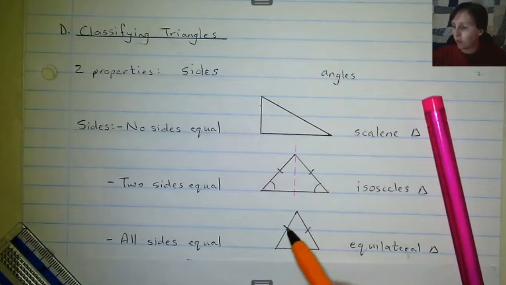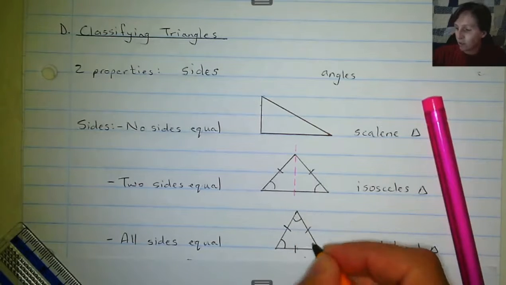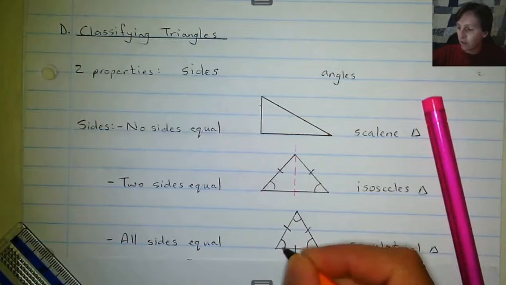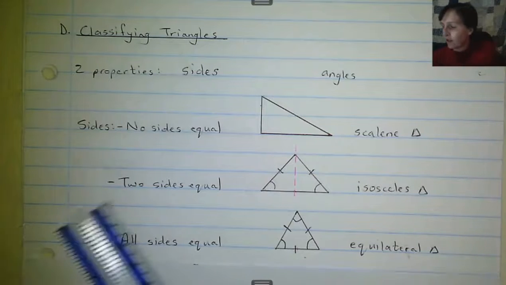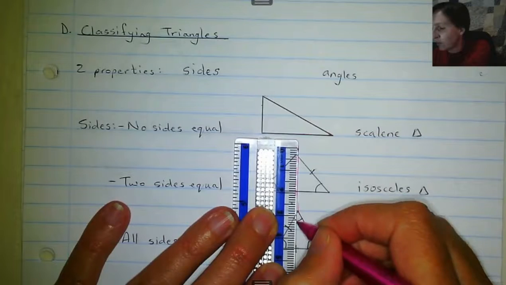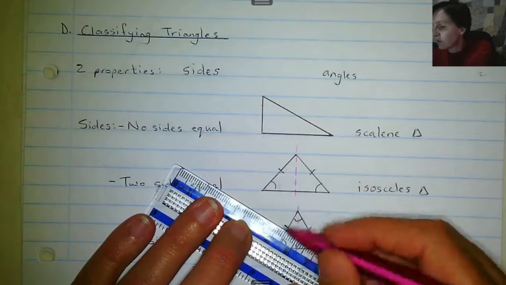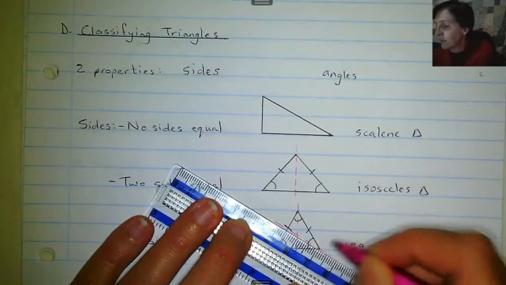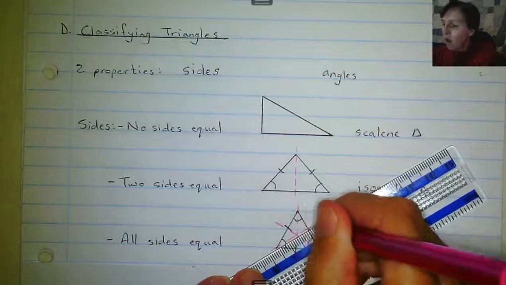In a triangle where all three sides are equal, our equilateral triangle, all three angles are also equal to each other. Each angle equals 60 degrees. And there are three lines of symmetry. Those lines of symmetry go through a vertex and through the opposite side, through a vertex and through the opposite side, and through a vertex and through the opposite side.